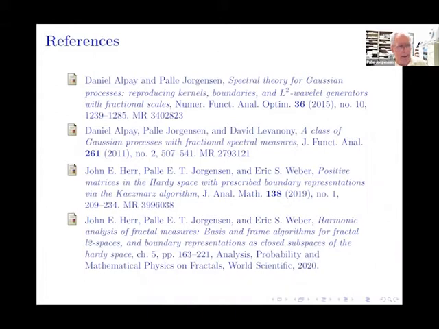Then the next are actually the papers that are the main source of the theorems in this talk, with Eric Weber and John Herr. The first paper came out in Journal d'Analyse Mathématique. It's the main journal in Israel, and it has a French name. If I had time, I could explain something about the history of Israeli journals, but I don't. So there are some French names here, and don't worry about it.